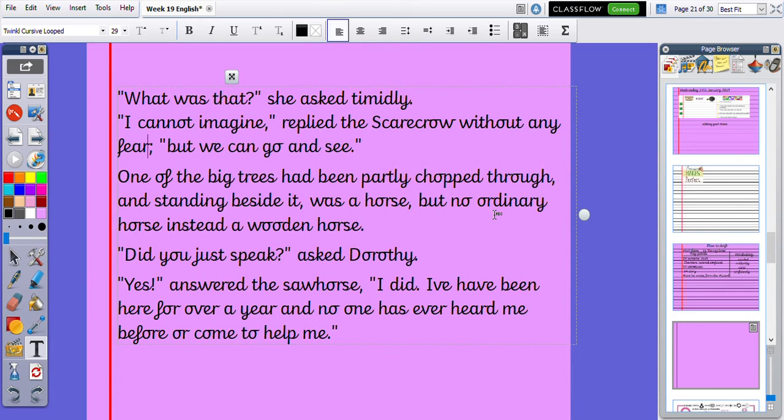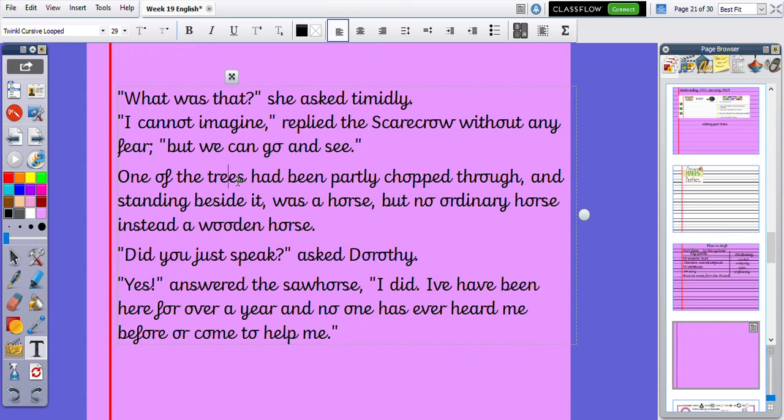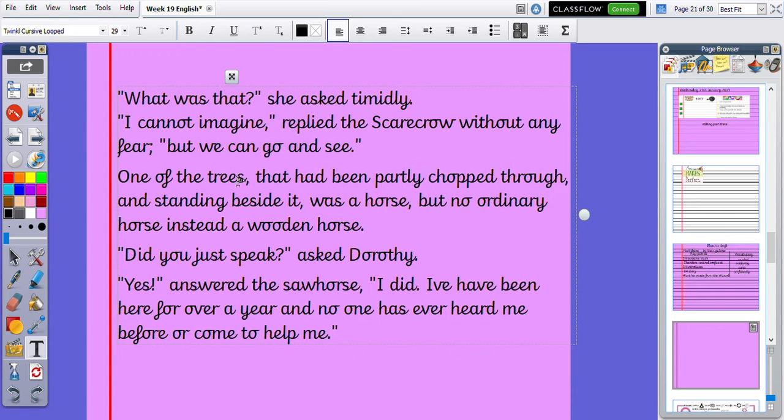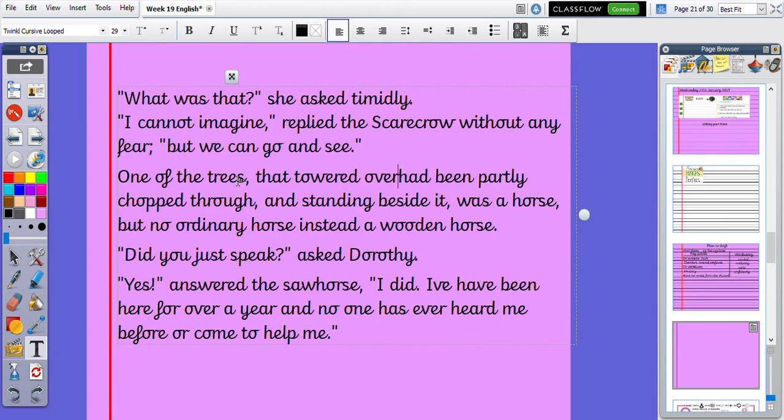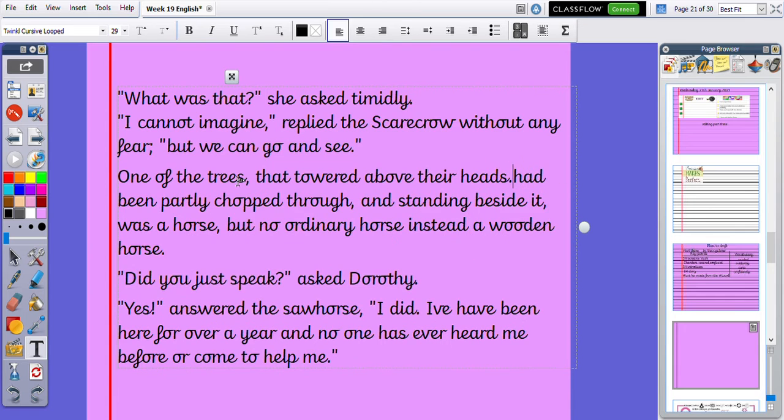Okay. One of the big trees had been chopped partly through. I don't really like the word big. I can up-level the word big. One of the trees, I'm going to add a relative clause, that towered above their heads, had been partly chopped through, and standing beside it was a horse, but no ordinary horse, instead a wooden horse. Okay, so I think that relative clause gives us that extra information that builds the picture in our reader's head a little bit more.